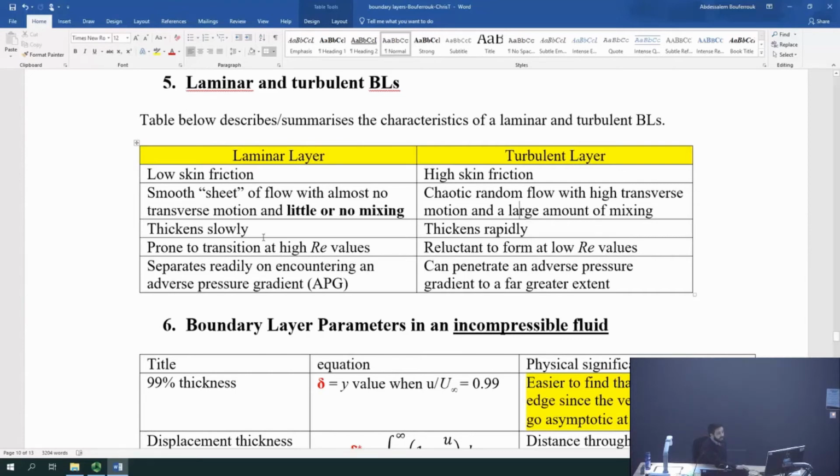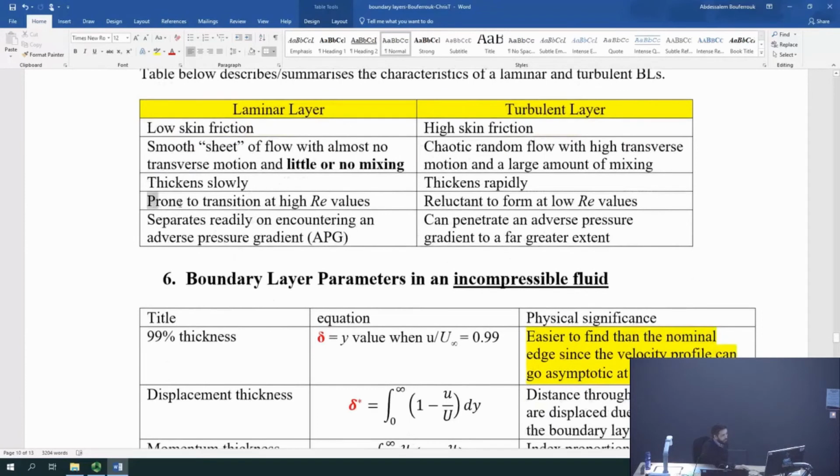Right, it thickens slowly. We will see this actually. So we will see that the thickness of the boundary layer is a lot less in laminar compared to turbulent. The problem with laminar, if you have a high Reynolds number, it can go straight away to turbulent. And finally, if you have adverse pressure gradients, remember this word, adverse pressure gradients along the surface, if the boundary layer is laminar, unfortunately, the adverse pressure gradients will have a much greater effect on a laminar boundary layer compared with a turbulent one.